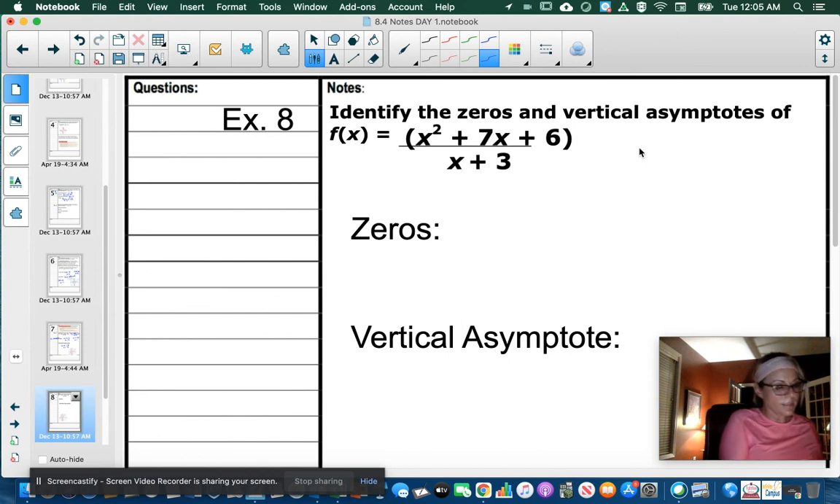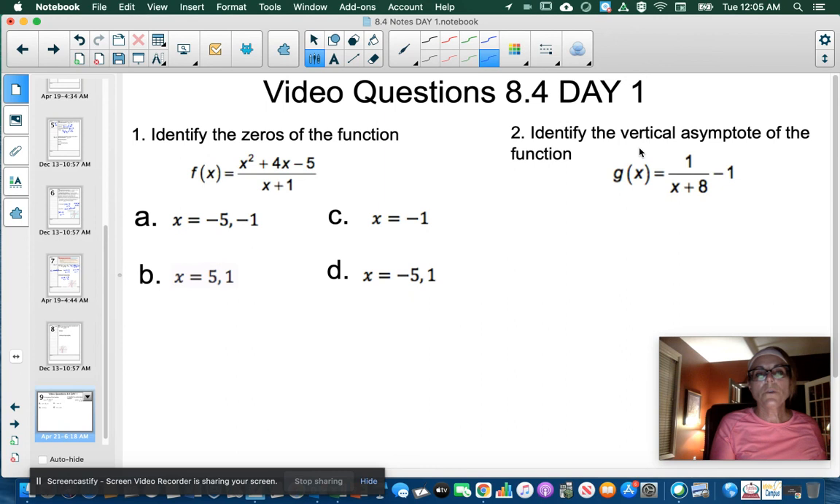Example 8 is for class video questions. Number 1, identify the zeros of the function. And number 2, identify the vertical asymptote of the function.